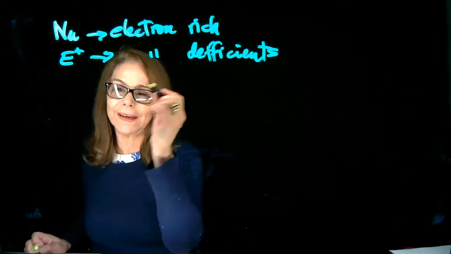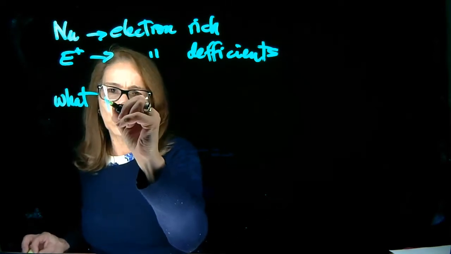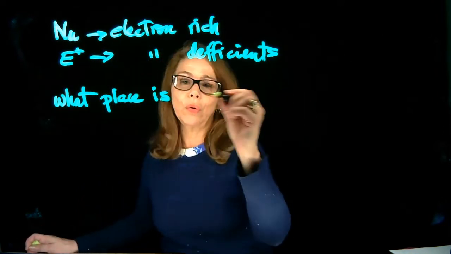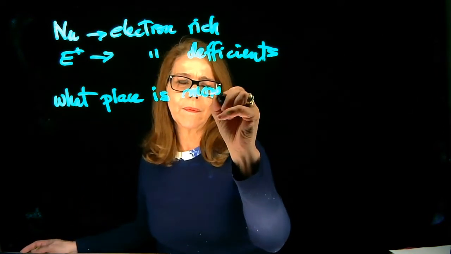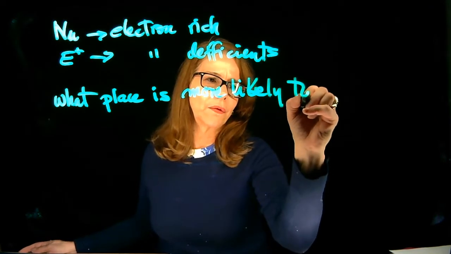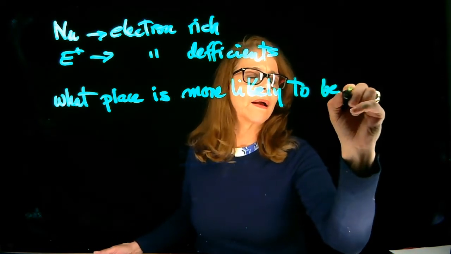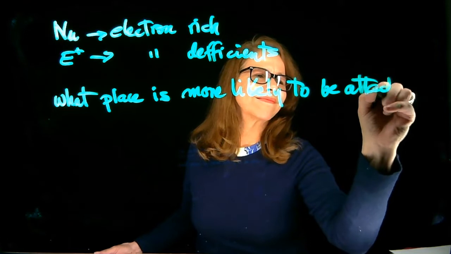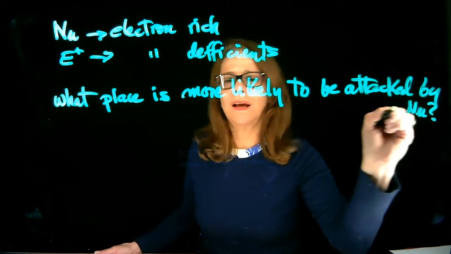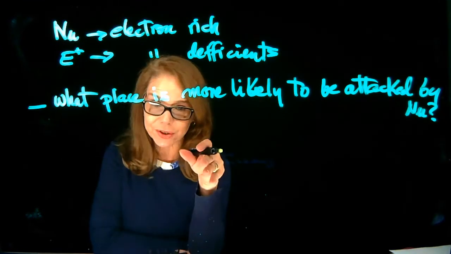So if you're being asked what place, or what atom, is more likely to have a nucleophilic attack, so to be attacked by a nucleophile, what this question is asking is to identify the electron deficient places.